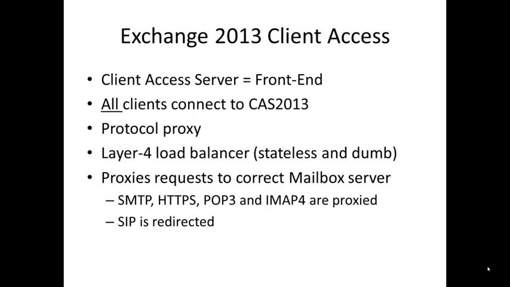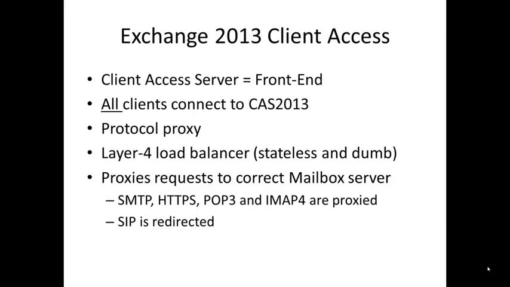The client access server. The client access server in Exchange 2013 is the front-end service and all clients connect to the CAS 2013 server. It's a protocol proxy and all protocols are proxied to the correct backend server or the correct mailbox server, except for SIP, which is basically redirected to the correct mailbox server, or more in detail, the unified messaging role on the mailbox server.